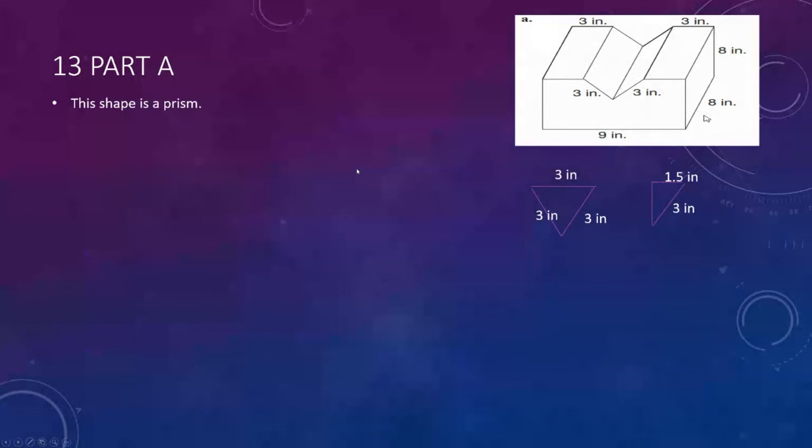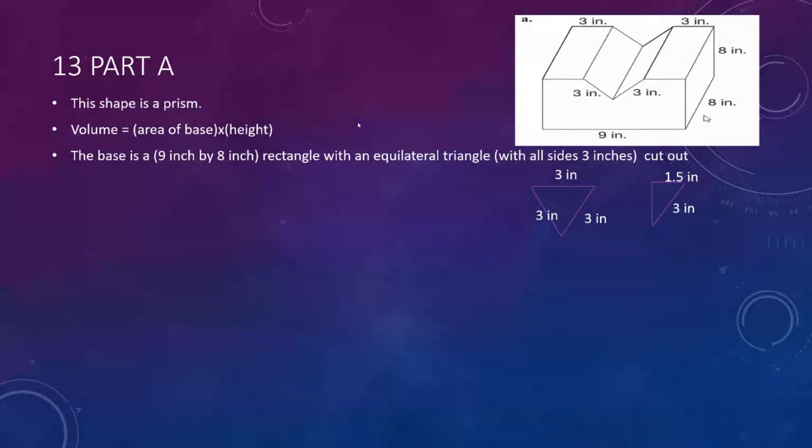And this shape is a prism. It's a little unusual, but it does have two identical bases. So the base is this end here, and there's another copy of it at the other end. And to find the volume of a prism, we will multiply the area of the base times the height. And the base is a rectangle, which is 9 inches by 8 inches.